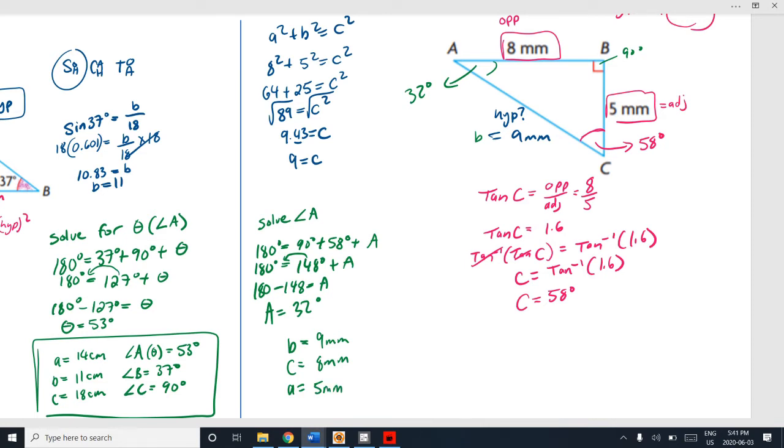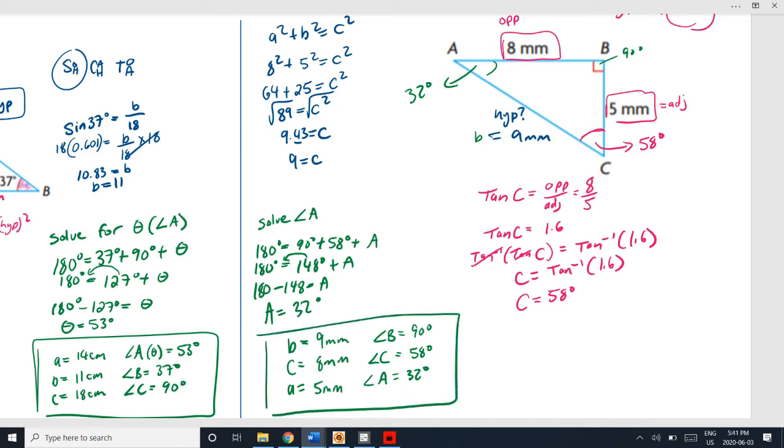Now let's list our angles. Angle B, which is this one in the corner here, is going to be 90 degrees. Angle C, which is this corner here, is equal to 58 degrees. And angle A, which is in this corner here, is equal to 32 degrees. So that is our solution to this triangle. Let's try one more example.